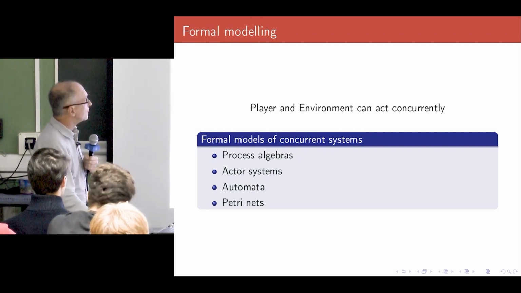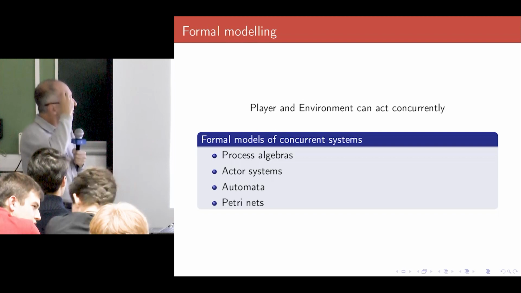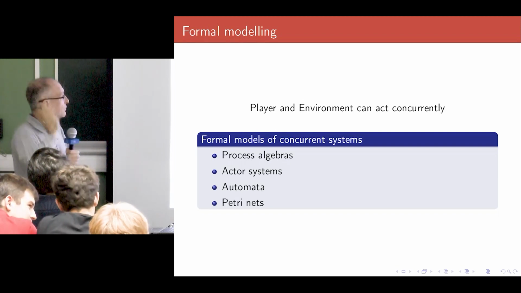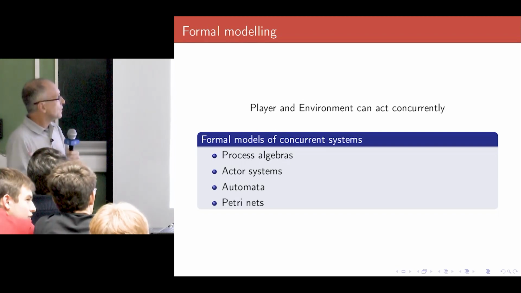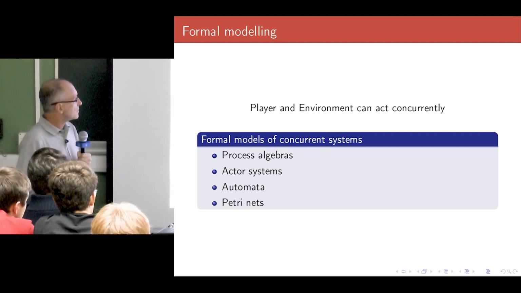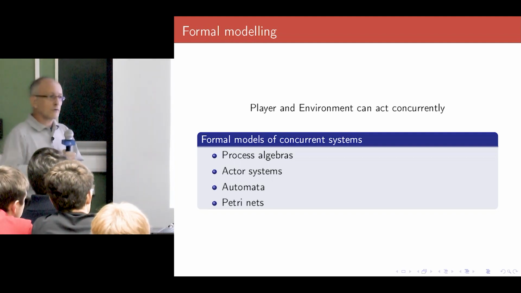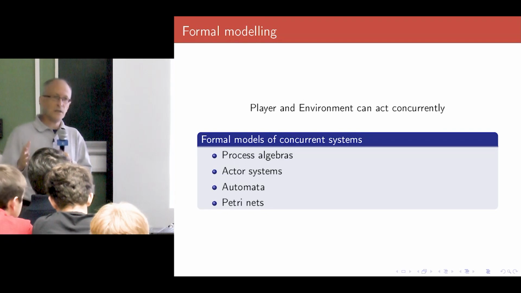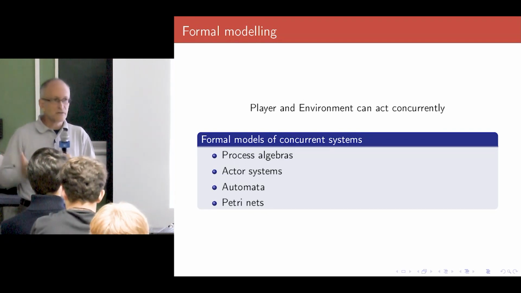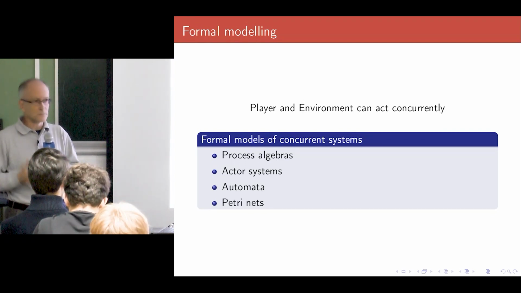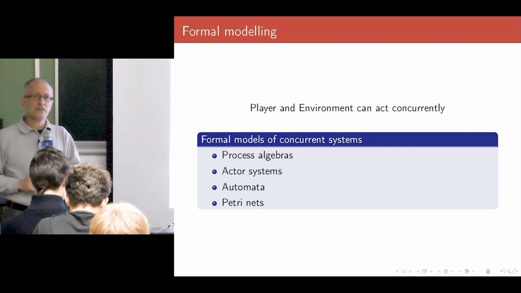And there are many of these formal models. I mentioned here a few, maybe you have already met some of them. Process algebras, actor systems, automata, Petri nets. From a more practical point of view, maybe you have already written some concurrent programs. That's the kind of system in which several instructions can be performed at the same time.